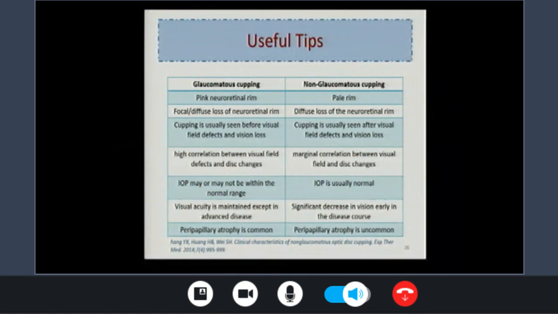Visual acuity is maintained in glaucoma until later in the course of the disease, while it's affected significantly in non-glaucomatous cupping early in the course of the disease. Peripapillary atrophy is very common with glaucoma, and it is very uncommon in non-glaucomatous cupping.